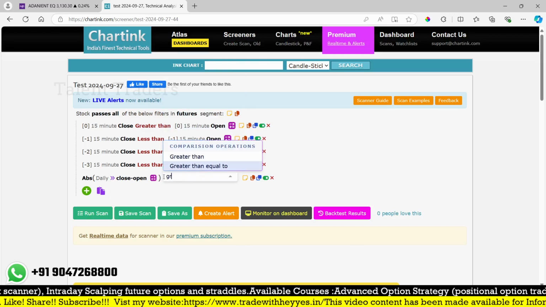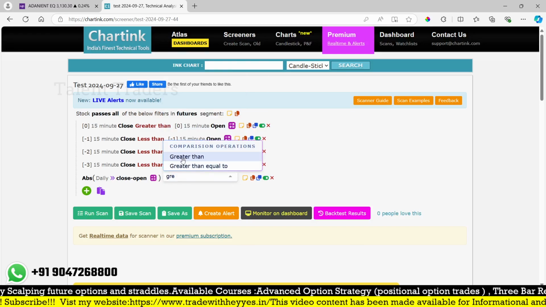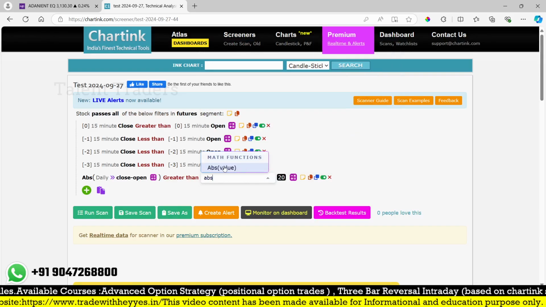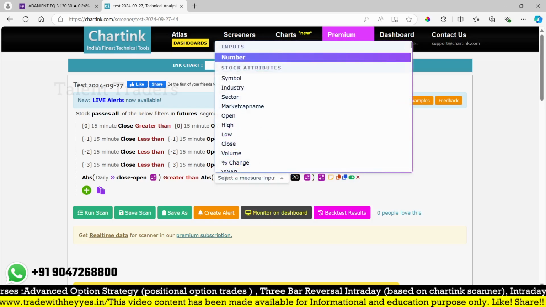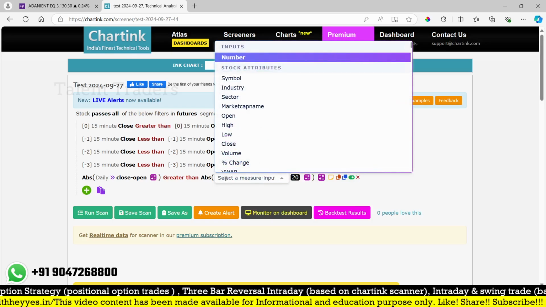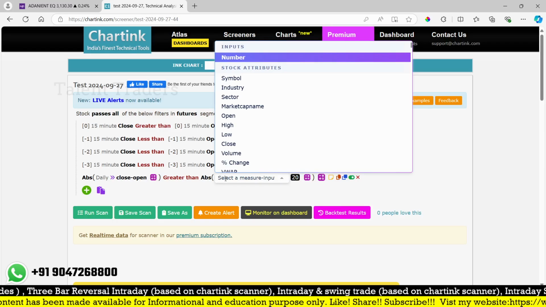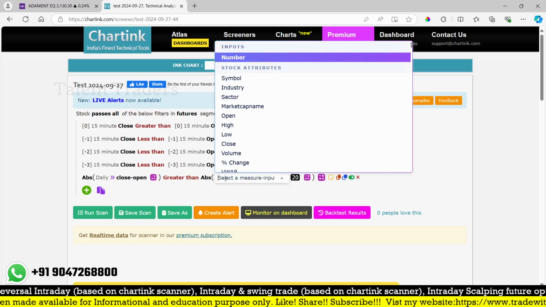And it should be greater than, in the case of ABS, again I'm just looking at the candle size. It should be a big bullish candle, and that should happen in the first candle, and the previous three candles should also be big bearish candles.